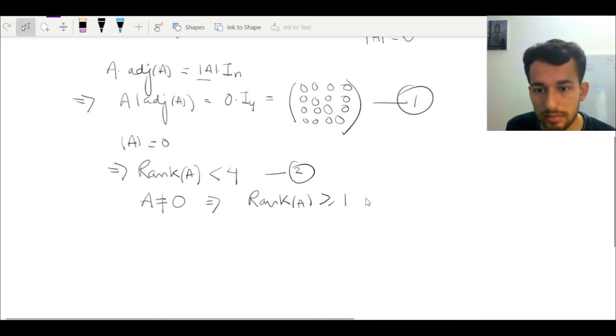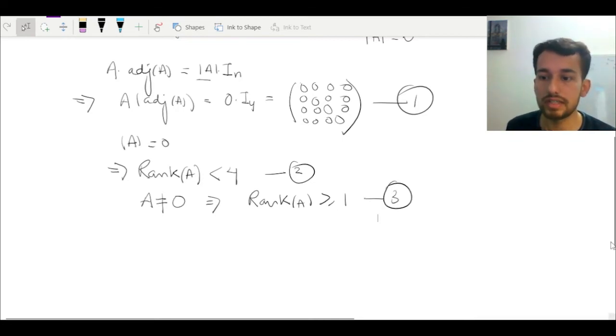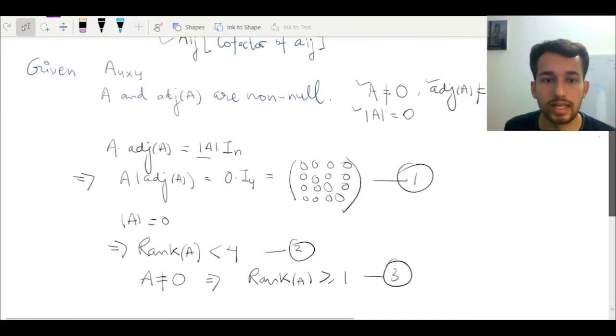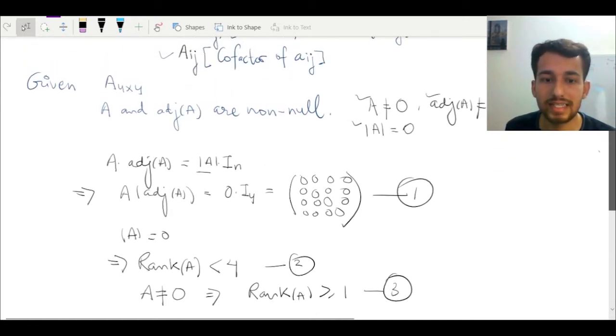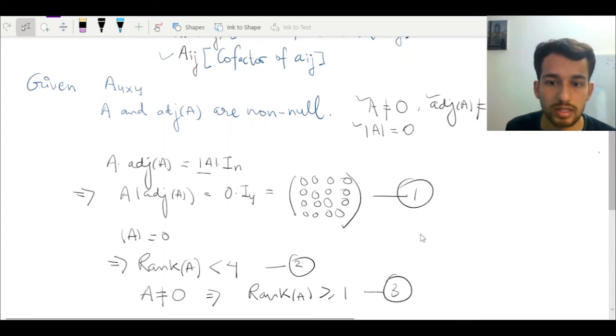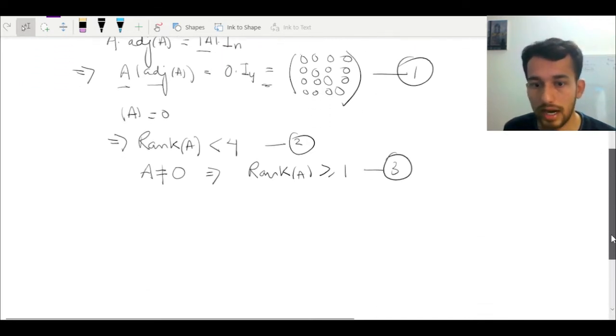Okay, so let me call this 3. Now what we are given is that A times adjoint of A is a zero matrix, where in equation 1, both A and adjoint of A are not equal to the zero matrix, they both are non-zero matrices.